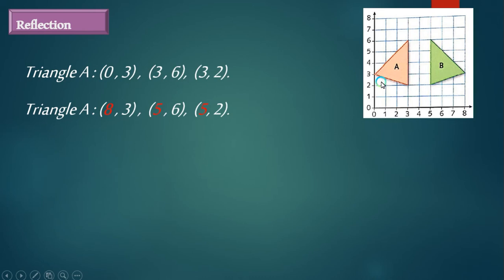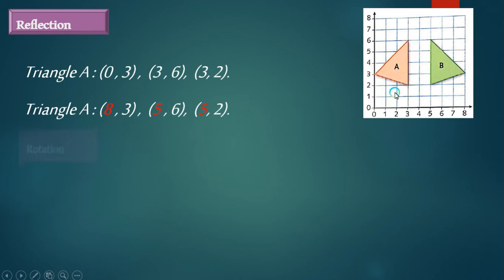After being reflected, what will this point be? It will be 8 on X and the same line of Y. If you notice here, 3 stays 3, 6 stays 6 and 2 stays 2. So in the reflection, the lines parallel to the x-axis stay the same when I reflect.